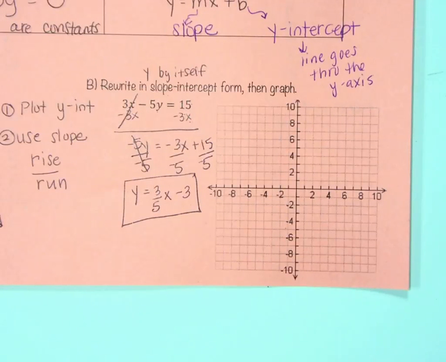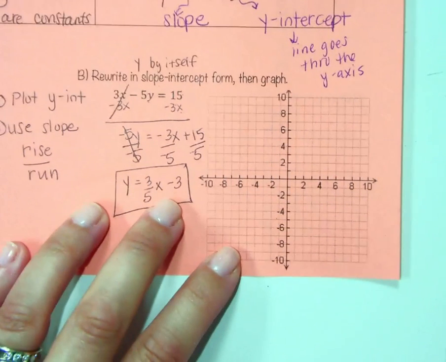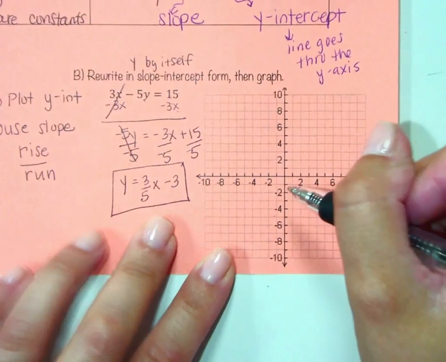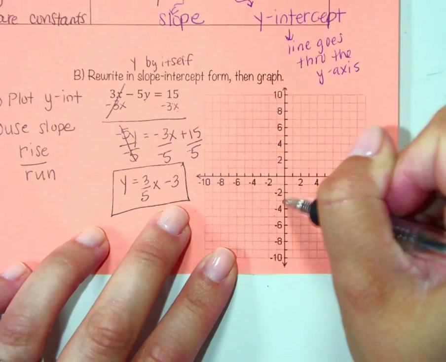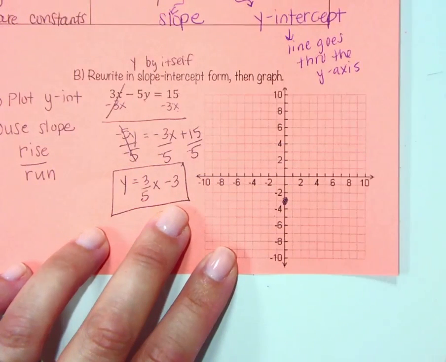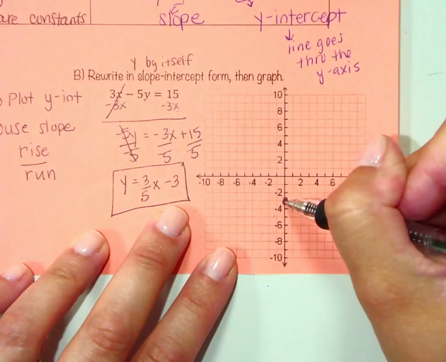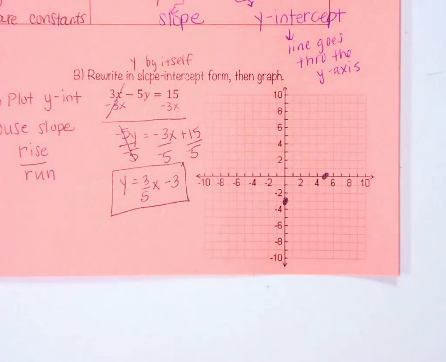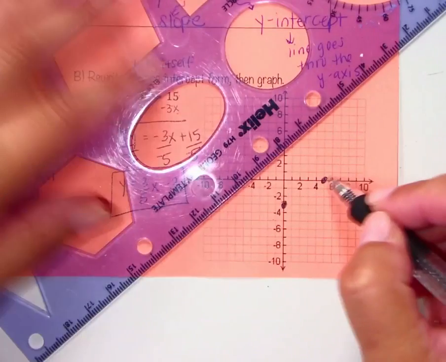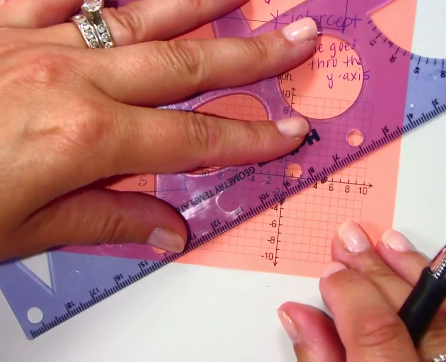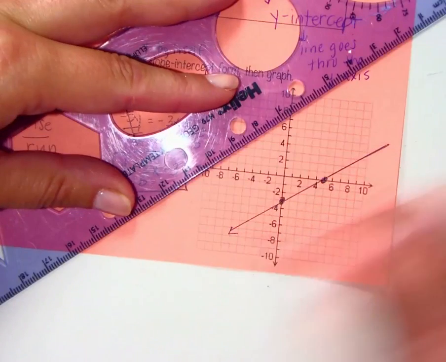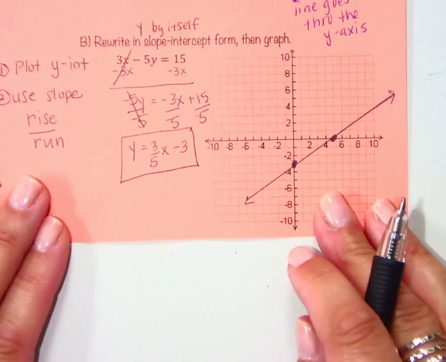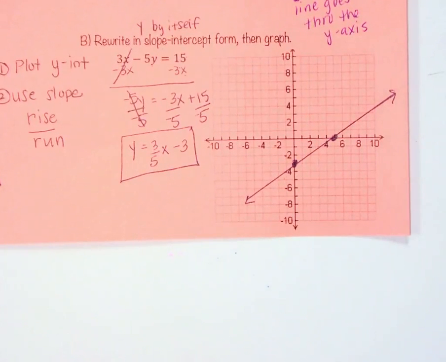All right, Marissa, what did you do first to graph? Okay, so we plot our y-intercept at negative 3, then what? Perfect. Up 3 over 5. If you want to use that again, you can, but 2 points is really all you need for a line. What questions can I answer? Good? Okay, go ahead and flip it over.